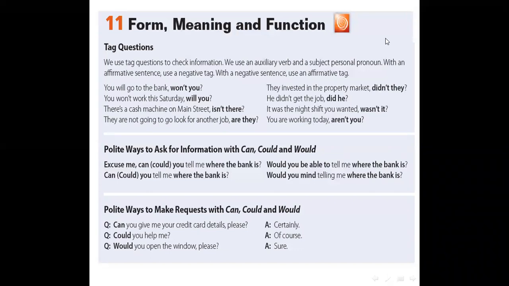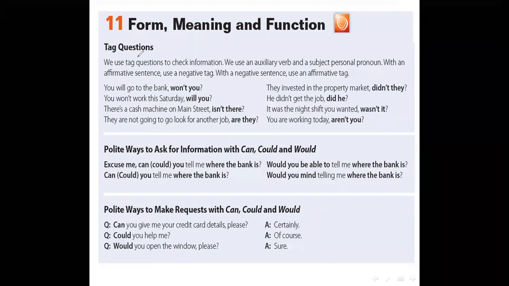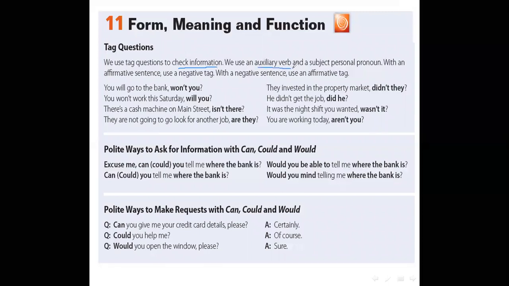Let's start with the tag question. Why do we use tag questions? We use tag questions to check information, to make sure of some information. We use an auxiliary verb and a subject personal pronoun. What's the meaning of auxiliary verb? Do you remember? Can you give me some examples of auxiliary verb?